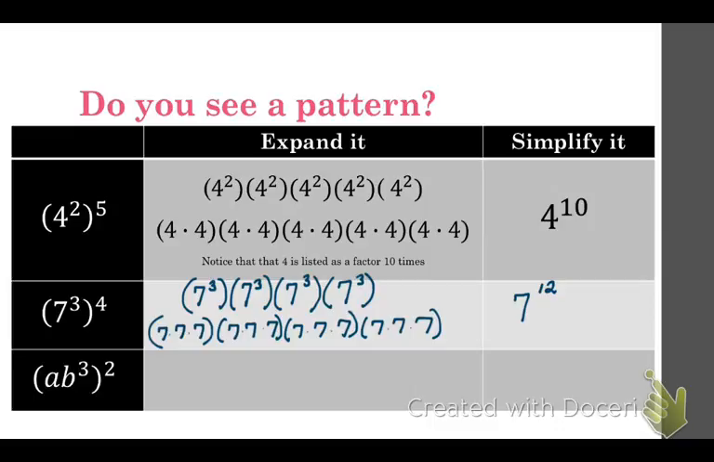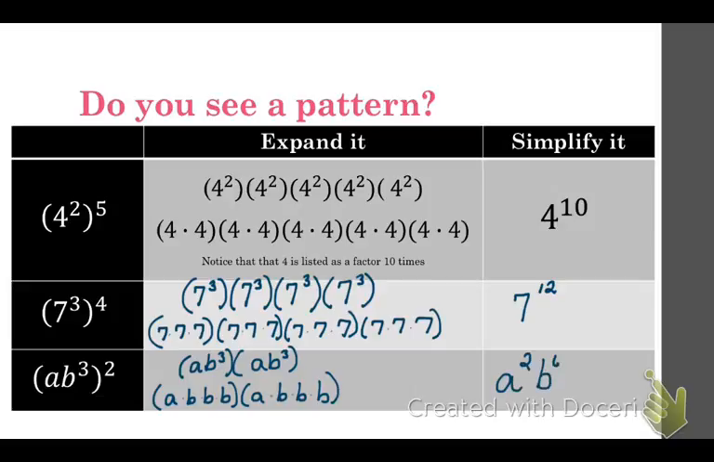Now, in the next one, I have the product of ab cubed all raised to the 2nd power, so I'm going to start by expanding that, which gives me ab cubed times ab cubed. I could expand that even further to see what I really have. And hopefully you'll see that I have 2 factors of a, so a to the 2nd, and a total of 6 factors of b, b to the 6th.